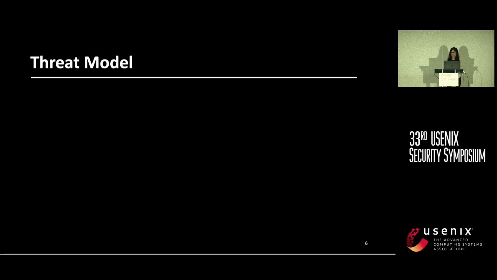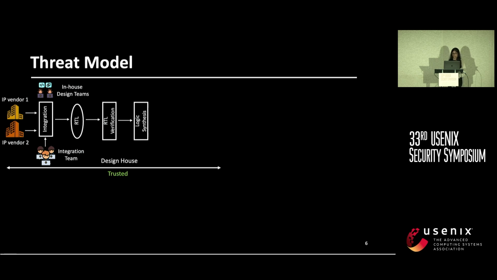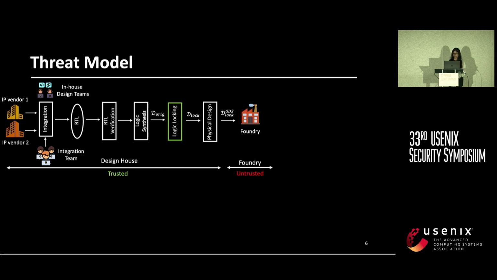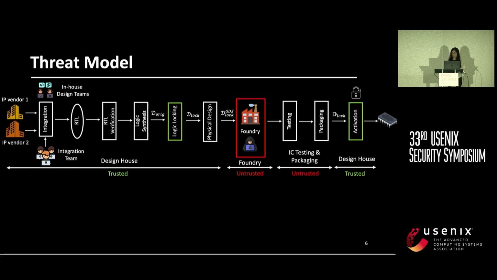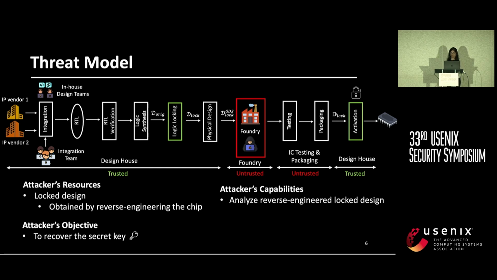Now let us discuss the threat model considered in our work. The design of the chip is done in-house and logic locking is performed on the original design upon logic synthesis. The locked design undergoes physical design and is sent to a third-party foundry for fabrication. Upon fabrication, the IC is tested and packaged and sent to the design house for activation, where the correct secret key is inserted to unlock the design. In this work, we consider the attacker to be located in the foundry. The attacker can analyze the reverse engineered locked design, and the attacker's objective is to retrieve the secret key and pirate or overproduce the chips, thus leading to hardware IP piracy.